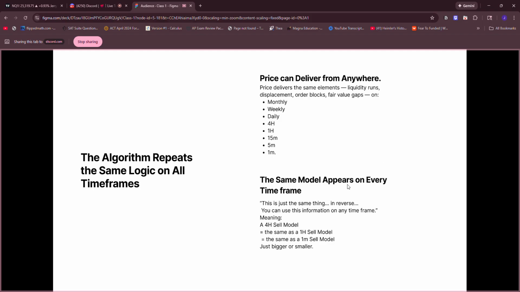And the same model appears on every single time frame. You'll just see the same thing in reverse. So basically a 4 hour sell model. Let's say we have a 4 hour fair value gap, right? Inside of that 4 hour fair value gap, we will see a 1 hour sell model. And in that same 1 hour sell model, we're going to see a 1 minute sell model. So it's just bigger or smaller. If I give you a chart and I don't tell you what time frame it is on, you could read the chart perfectly fine, but you're not going to know what time frame it is.